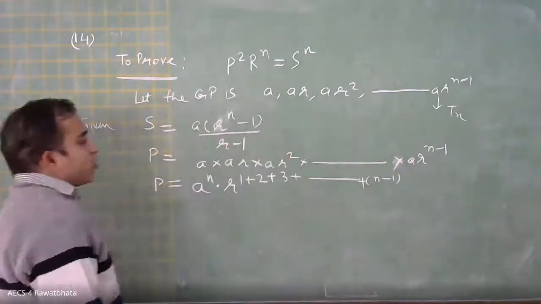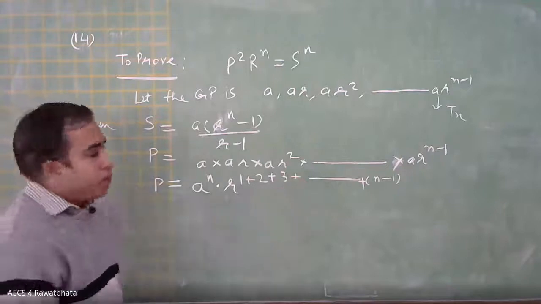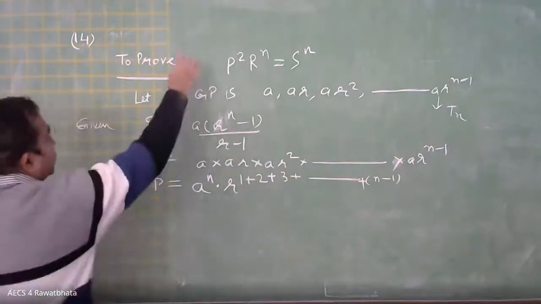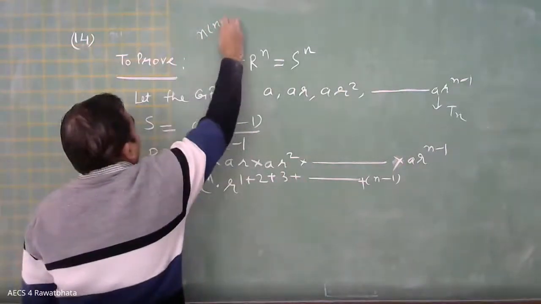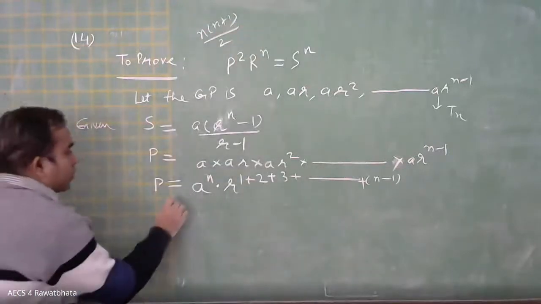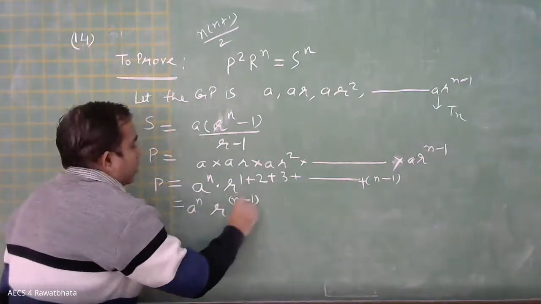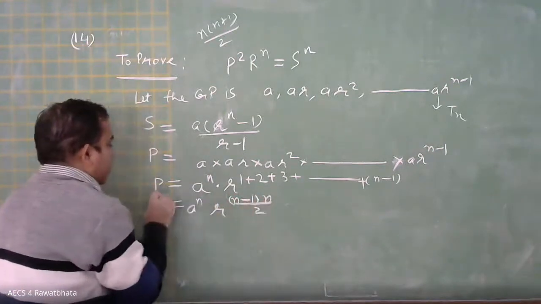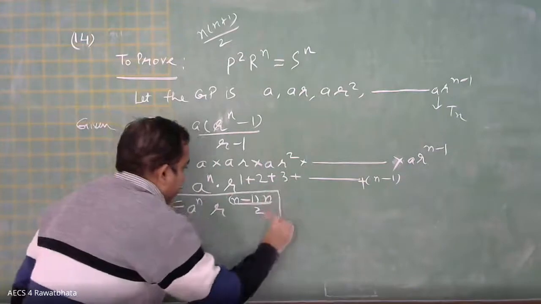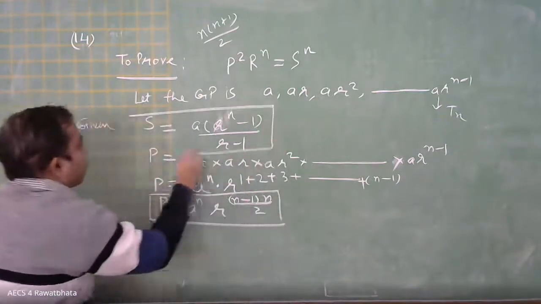Then the sum of n natural numbers formula will be applied, but here the natural numbers go up to n minus 1. So this formula, n into n plus 1 whole by 2, is going to be applied, but here n is to be replaced by n minus 1. So this will become a raised to power n into r to power n minus 1 into n whole upon 2. This is P. Right? I have closed it in a box. S also I'll use later, so I have closed it in a box.